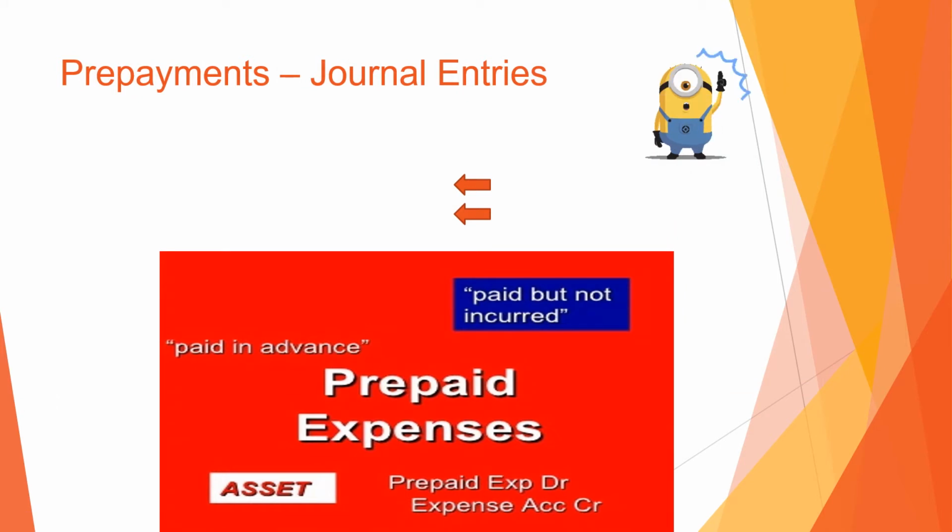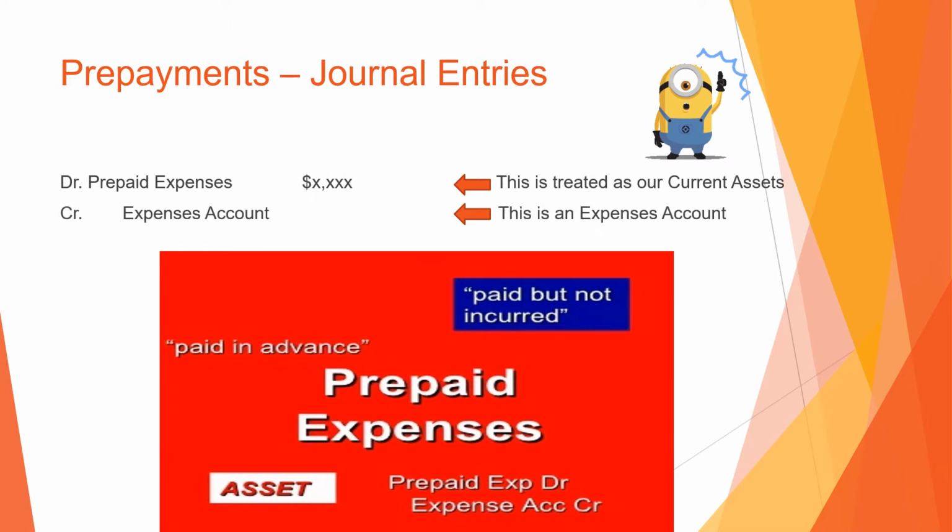Next is to show the general journal entries for prepayments. We debit prepayments because it is our current asset, and we credit the expenses account because we have to subtract the excess amount from the trial balance. So in this red chart you can see it has been summarized there. Paid in advance, prepaid expenses regarded as asset, prepaid expenses debit, expenses account credit.